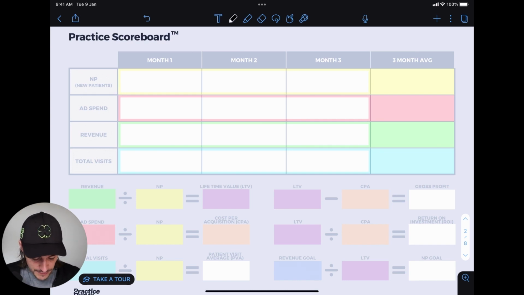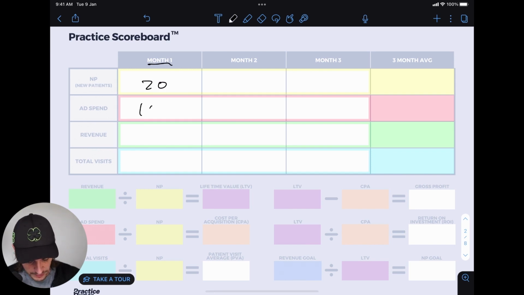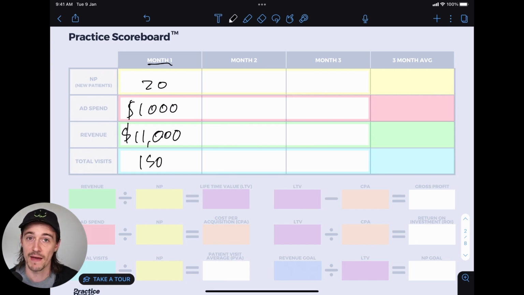So the first is in month 1, we've got 20 new patients. We've got $1,000 in ad spend. We have $11,000 in revenue. Let me put dollar signs there to make it simple. And then we had a total of 150 visits in that month.